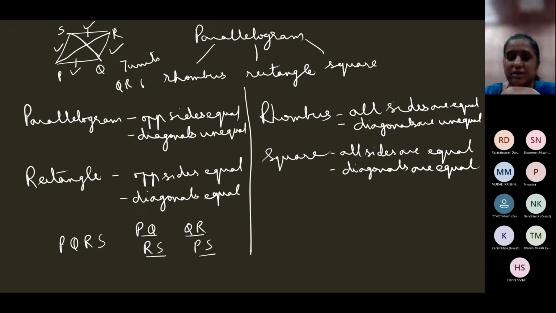So I prefer to write it like this, the way you can see it on your screen. And it's easy to remember, no? Parallelogram, rectangle, opposite sides equal. Rhombus and square, all sides equal. Parallelogram, diagonals unequal. Rectangle, diagonals equal. Rhombus, diagonals unequal. Square, diagonals equal. Very easy to remember.